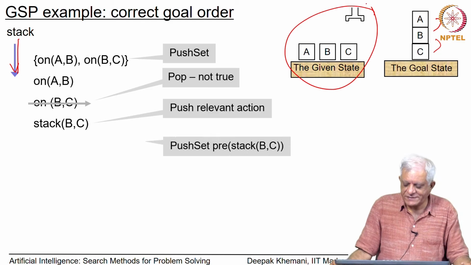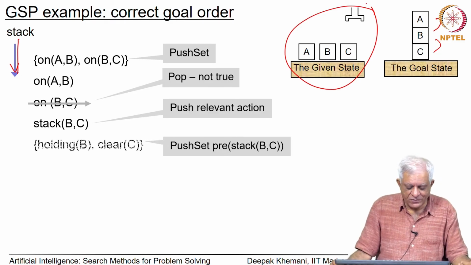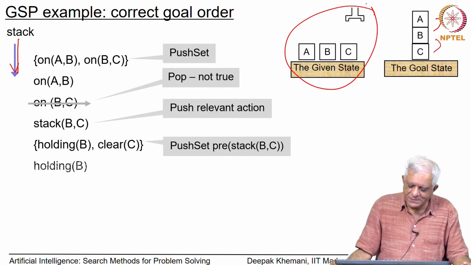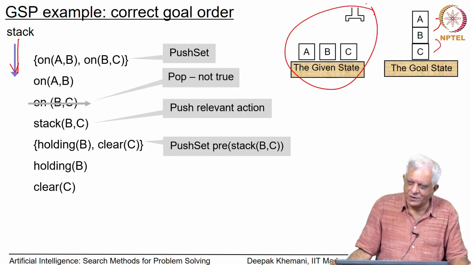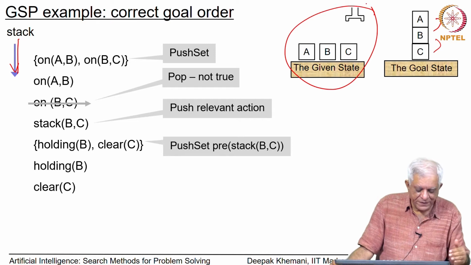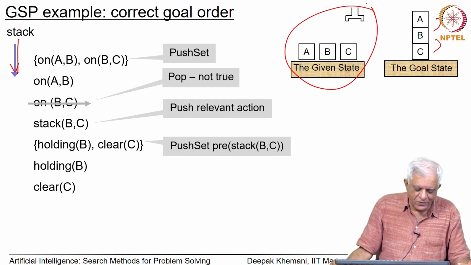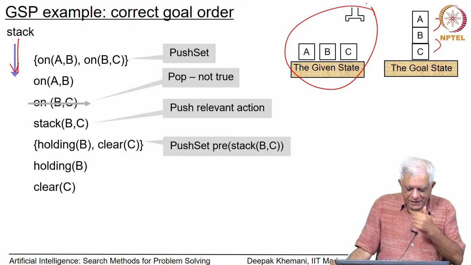So, we push this action stack B onto C onto the stack, then we push its preconditions, which are that you must be holding B and there must be nothing else on top of C, which means C must be clear. And then these two individual goals in some order. We have chosen the order holding B and clear C.